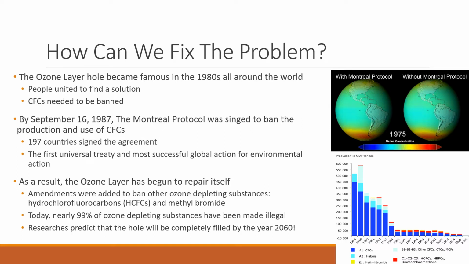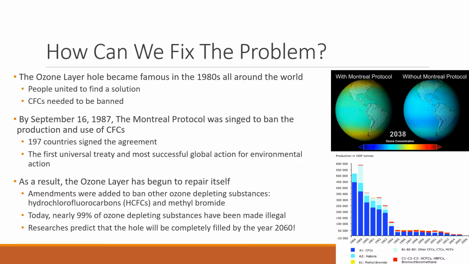The hole in the ozone layer became very famous around the world, and people started to unite to try and find a solution. Now, what was the actual solution to the problem? It was to stop the production of CFCs, the leading cause of ozone depletion. Campaigns around the world began to ban CFCs, and by September 16, 1987, the Montreal Protocol was signed by 197 different countries around the world and officially had the ban of CFCs. This is considered the first universal treaty and actually the most successful global action for environmental protection.